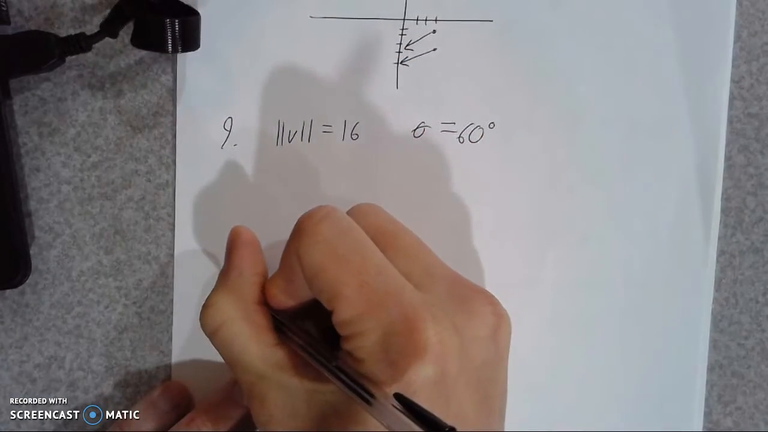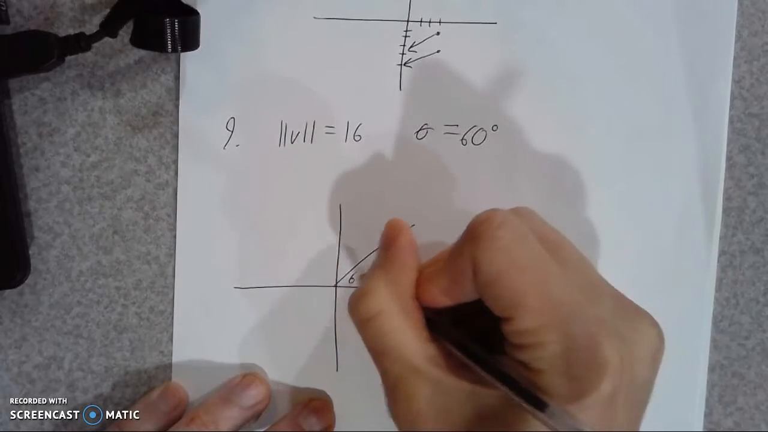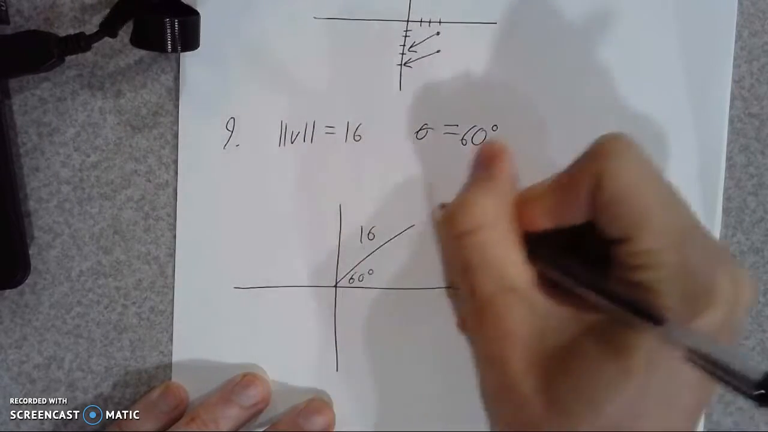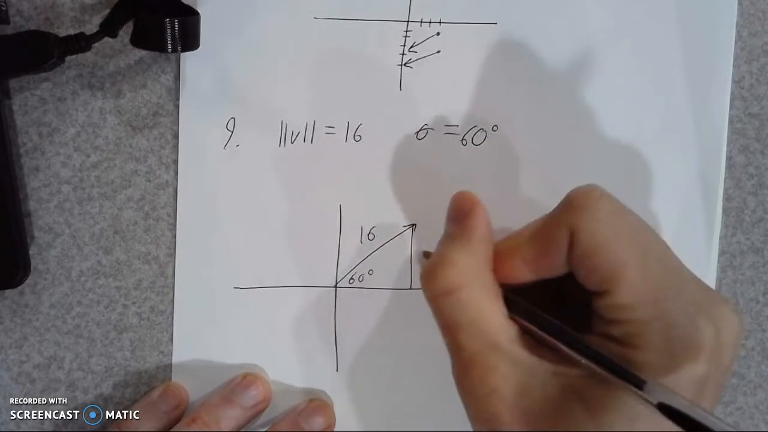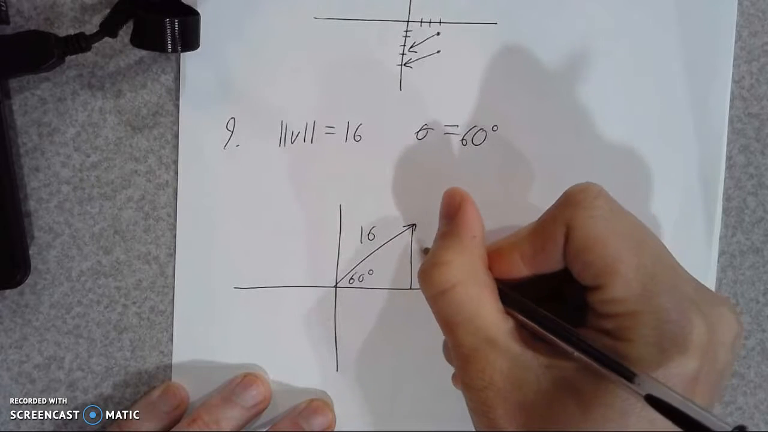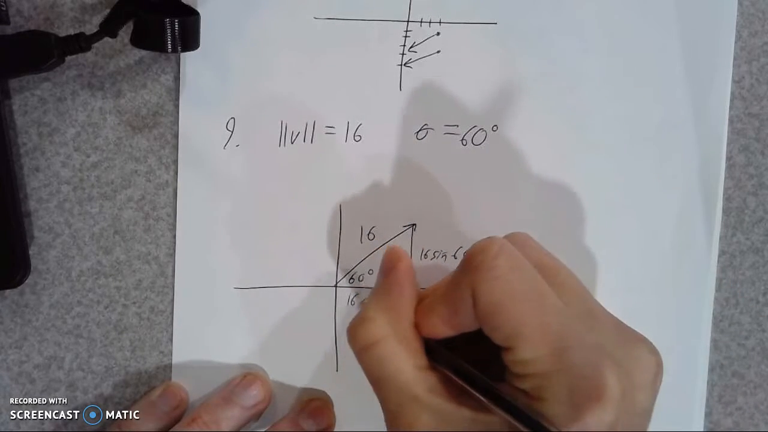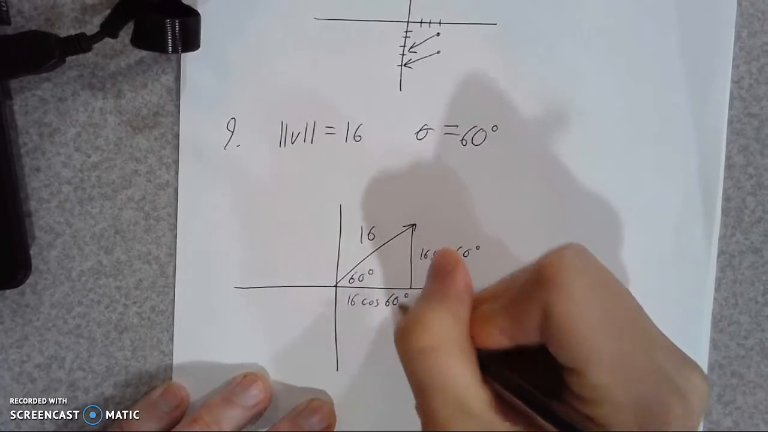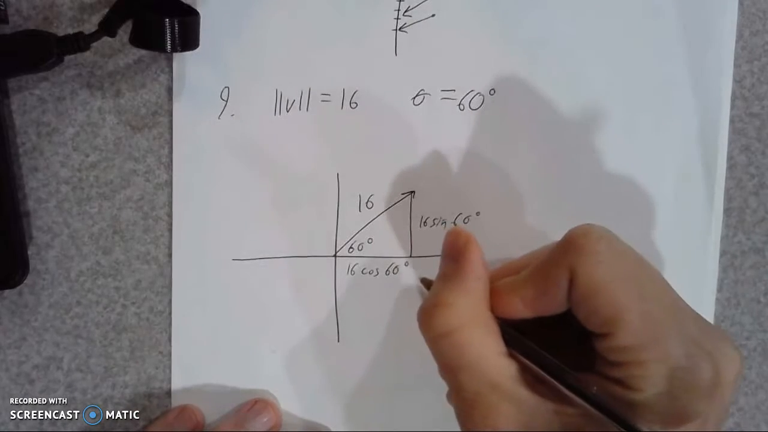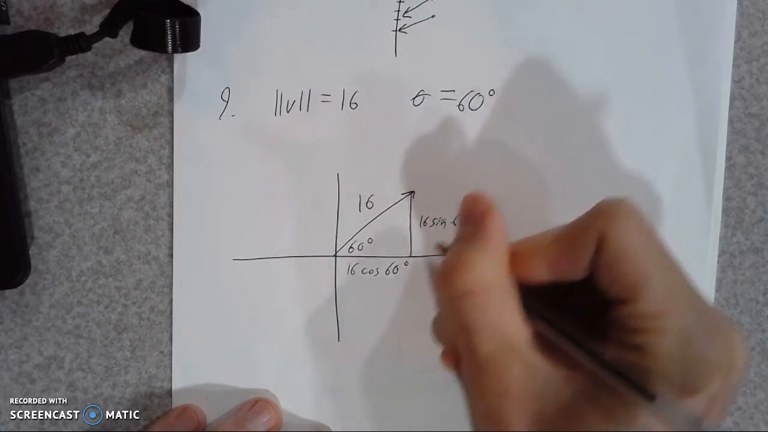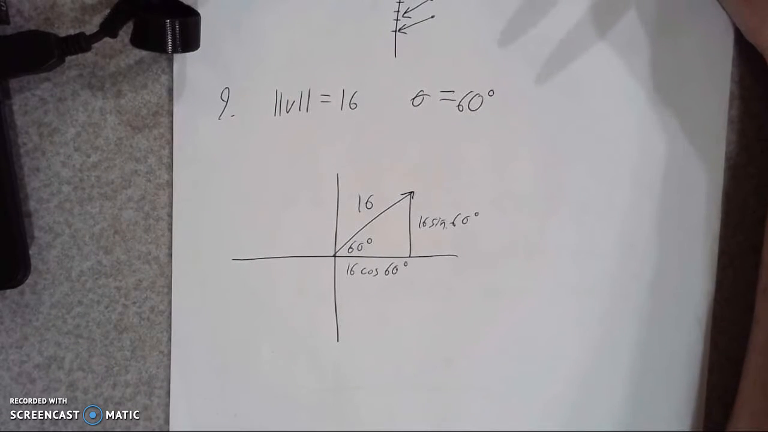Well, if you think about it, this is just a trigonometry problem. I know theta is 60 degrees. I know the magnitude of my vector is 16. How am I going to get these values? Well, this one is going to be 16 sine 60, and this one's going to be 16 cosine of 60. So I get those numbers, and it's that much i plus that much j as my vector. Not too bad.